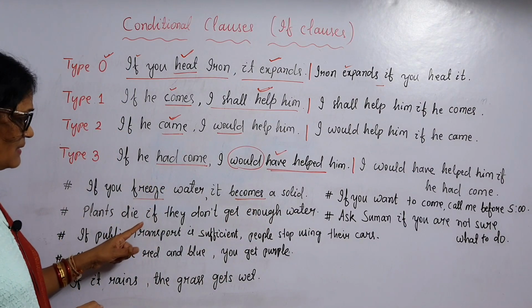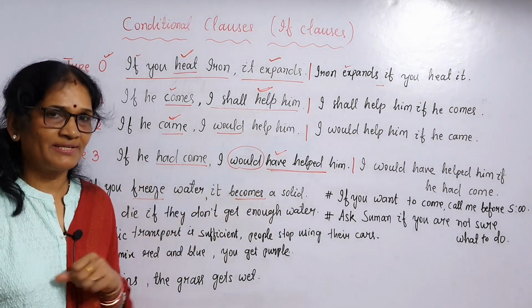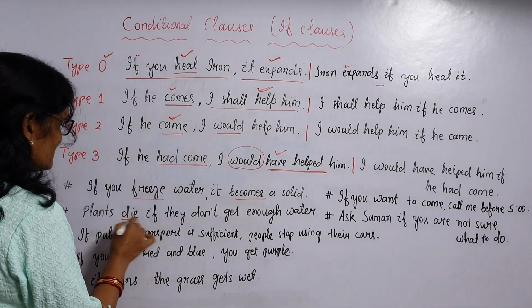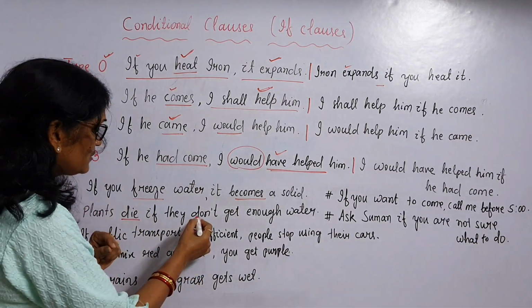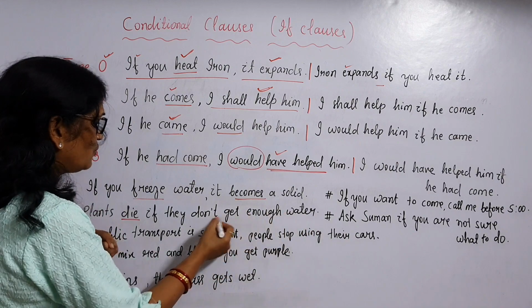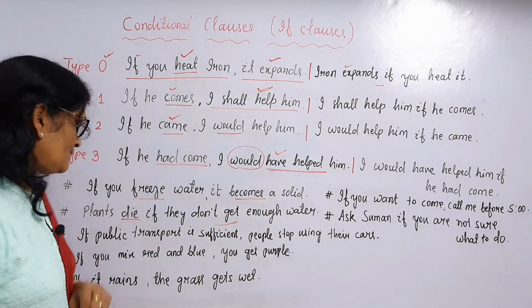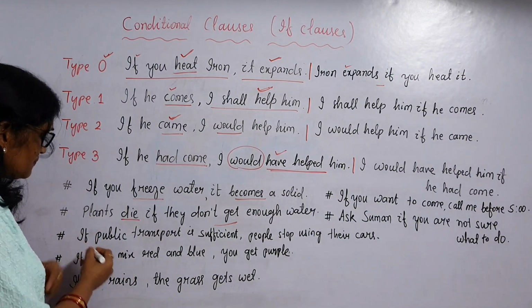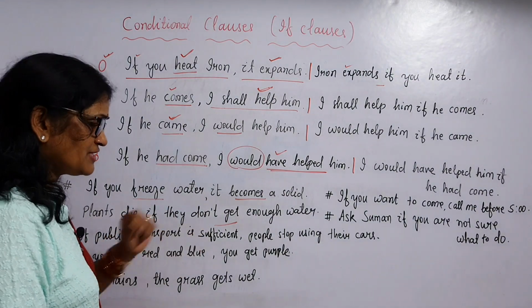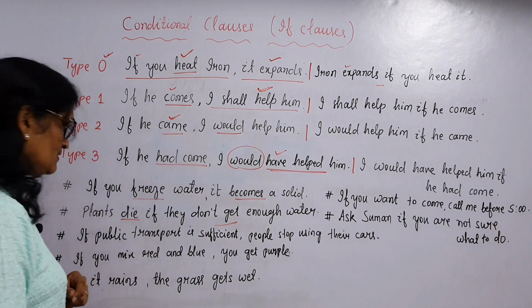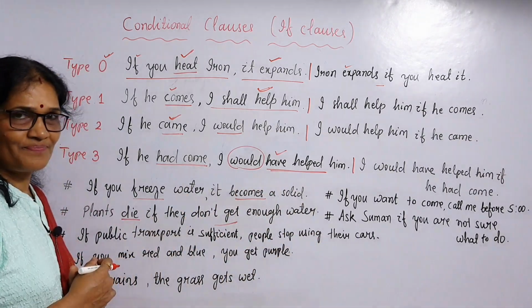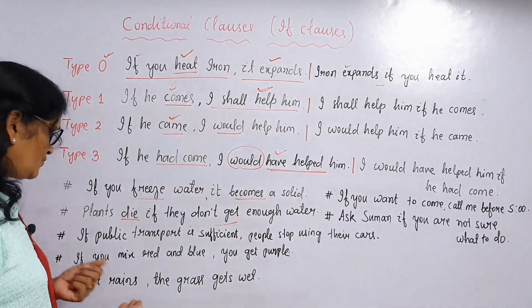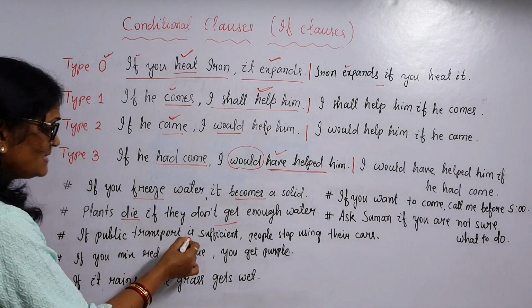Plants die if they don't get enough water. Die is simple present, and don't get enough water is simple present because it is a general fact. If public transport is sufficient, people stop using their cars. Generally it is a fact. So transport is sufficient.